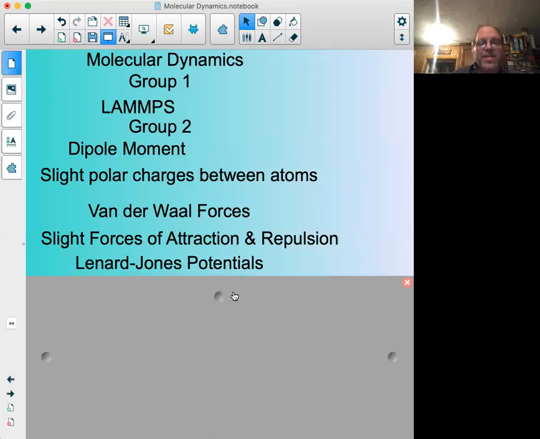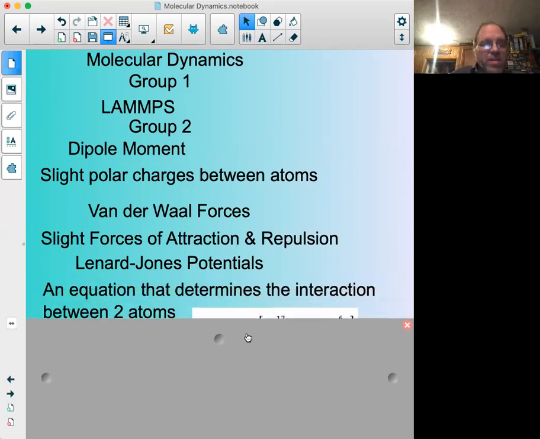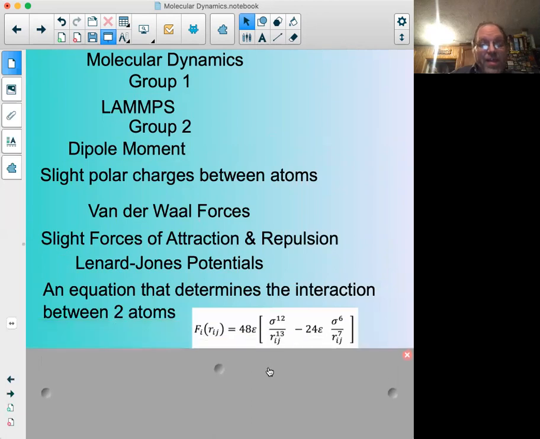Now, the last thing that we're going to do before you do your lab here today is something called Lennard-Jones potential. Now, Lennard-Jones potential is an equation that determines the interaction between atoms. And there's the equation. Now, that is quite a sophisticated and difficult equation. Don't worry, I'm not going to make you work with that. We'll do the lab with the Lennard-Jones potential to understand the reaction.